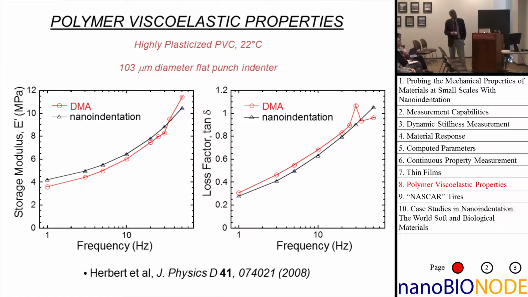Notice that there's one funky data point out here, and when we saw that, we first thought, well, we're doing something wrong in the nano-indentation procedures. Later on, we went back to analyze that and found out that in the DMA, there was a resonance in the DMA testing machine at that particular frequency, and that was giving us bad results from the DMA. It wasn't the nano-indentation, it was the DMA that was giving us the bad results.